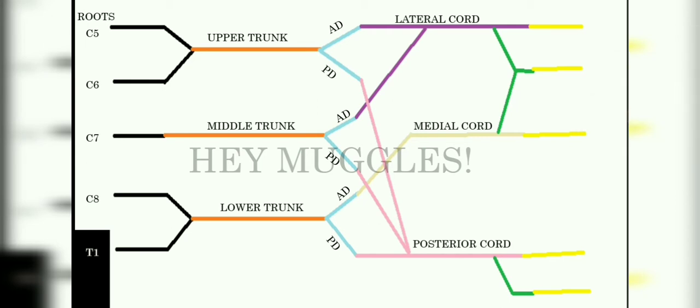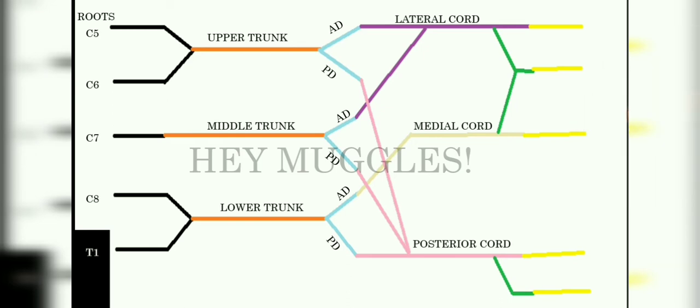C5 and C6 roots join together to form your upper trunk, and C8 and T1 join together to form the lower trunk. The C7 continues as the middle trunk. The upper trunk further divides into anterior and posterior divisions. Similarly, the middle and lower trunks also divide into anterior and posterior divisions.